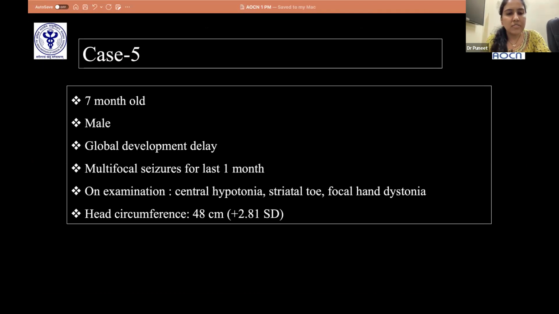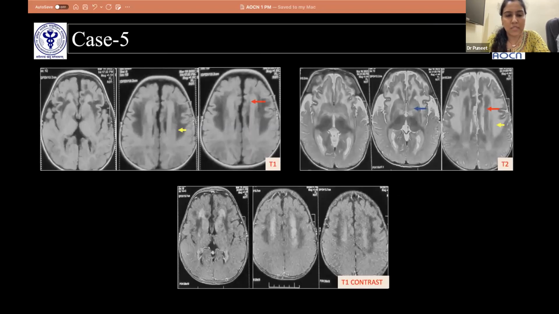Here we have a 7-month-old infant who presented to us with global developmental delay and a history of multifocal seizures for the last 1 month. On examination, the child had central hypotonia, striatal toe, focal hand dystonias, and the head circumference was 48 centimeters, suggestive of macrocephaly. We ordered an MRI brain for this kid, and these were the images.